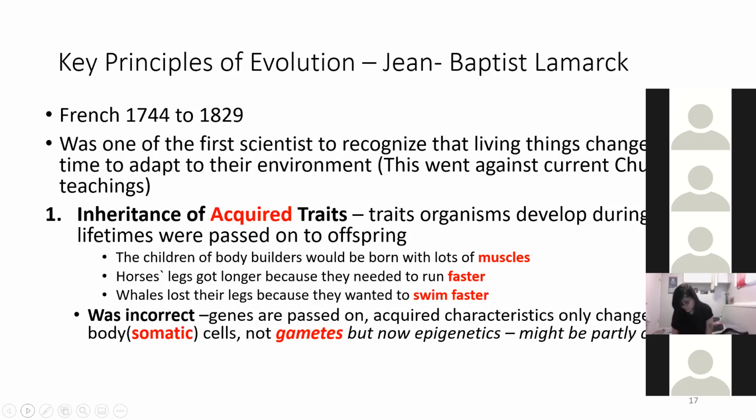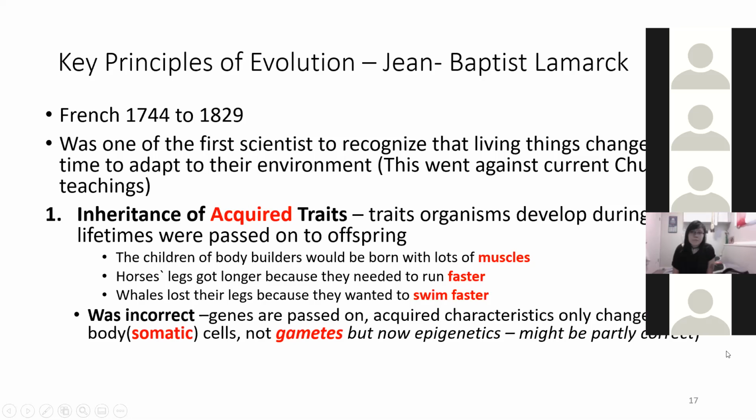And if you're following along, we're on page 8. So whatever you pick up during your lifetime is going to be passed on to the next generation. Based on this theory, children of bodybuilders would be born with lots and lots of muscles, right? Well, I don't know. One of my good friends is a bodybuilder, and his children look quite normal.